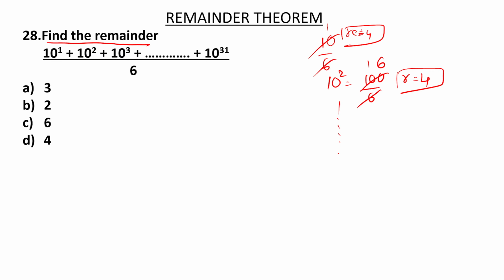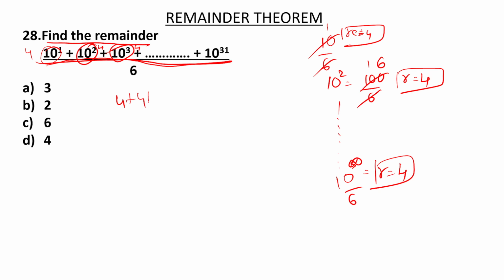If we move on forward in this order, we'll get remainder 4 only. So what we are going to do? Simply, here we get remainder 4. Here we get remainder 4. For every value, we get remainder 4. How many 4s existed here? That means how many 10s existed here? Up to 31, right? So 4 plus 4 plus 4 up to, that means 31 4s existed here.